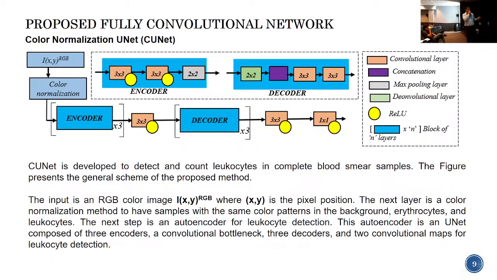So here we can see the architecture of the proposed UNet. There is a variation of the model. We have an input of an RGB image. Then we have a stage of color normalization, an encoder, a bottleneck, then a decoder.